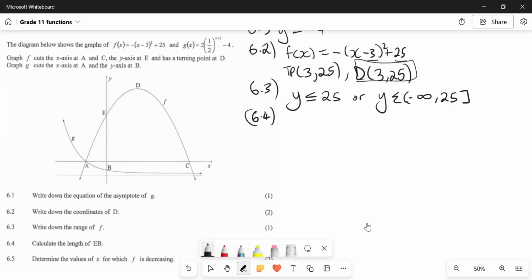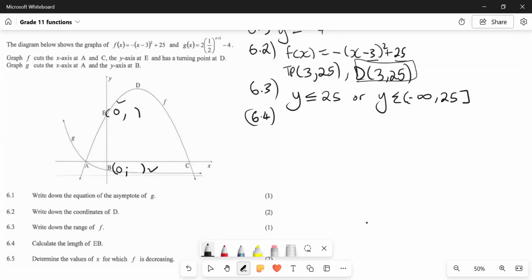So firstly, we must analyze. E is just the y-intercept, and for the y-intercept, x should always be 0. B is also a y-intercept, which means x should also be 0, right? But y-intercept of where? The y-intercept of f, and then the y-intercept of g, right?